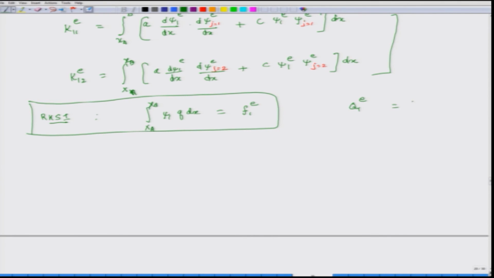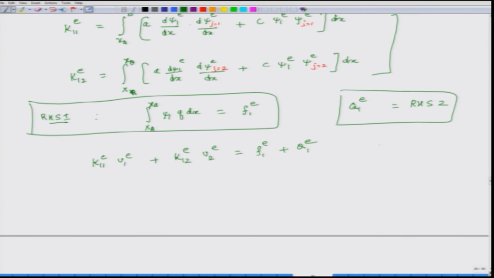and this is equal to RHS 2. So, my overall equation becomes K11e times U1e plus K12e U2e is equal to F1e plus Q1e. Agreed?